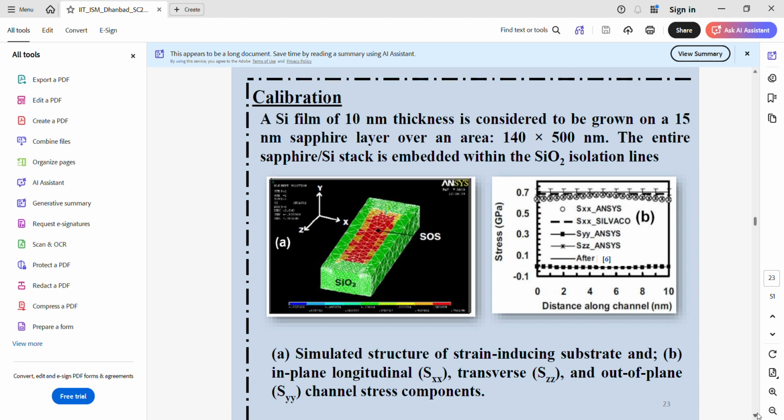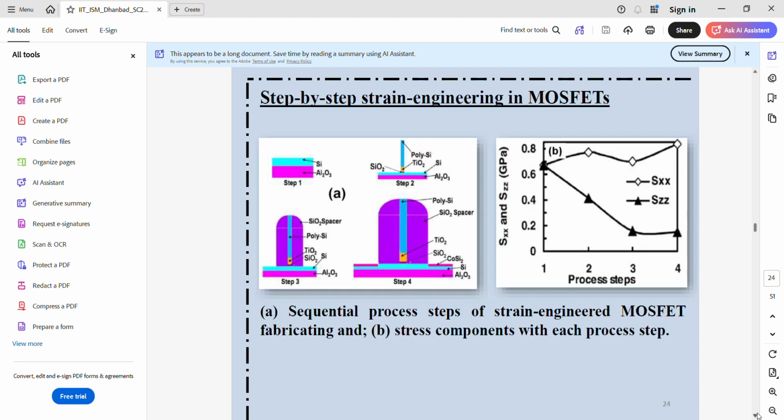So this is the basic structure from which we have taken an experimental result and our analytical result and calibrated the software to estimate the amount of strain introduced in a silicon substrate which lies on a sapphire substrate, and the entire thing is embedded in SiO2. You can see the mesh is not uniform throughout. At points it is coarse, at points it is dense as per the requirements. Mesh need not be uniform.